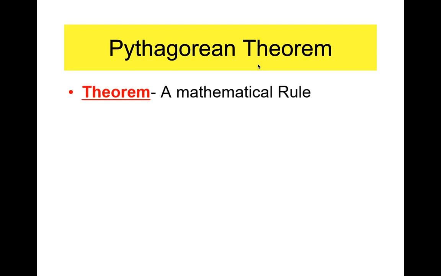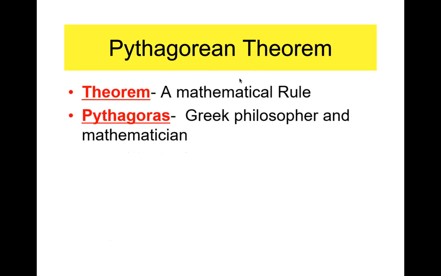So for instance, a mathematical theorem might say that the area of a rectangle is base times height. So it's called a mathematical rule. When you're calculating the area of any rectangle, you multiply base times height. And so we're dealing today with something called the Pythagorean theorem.